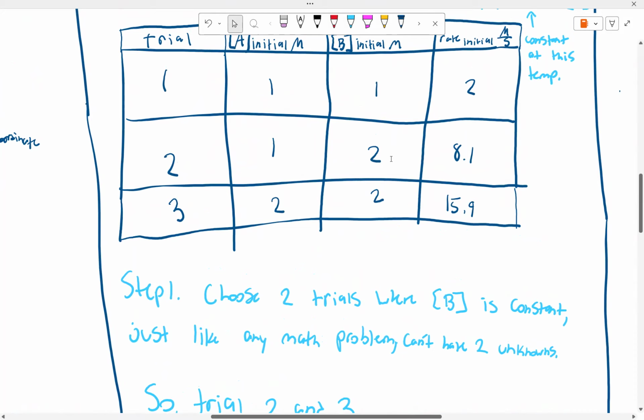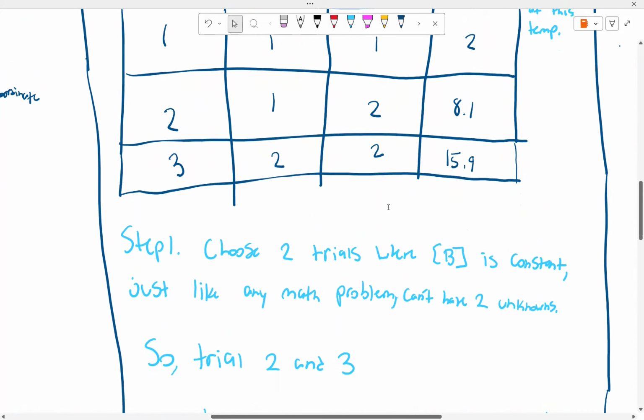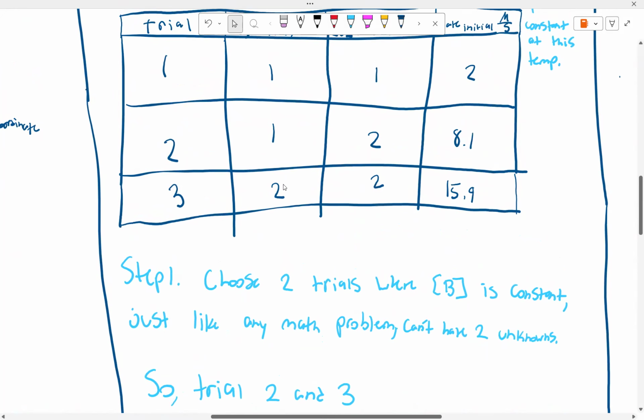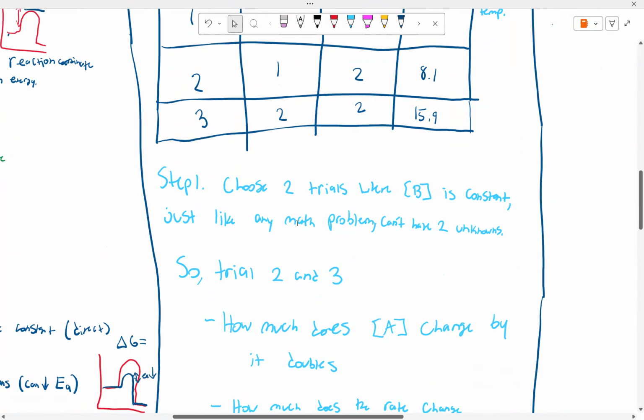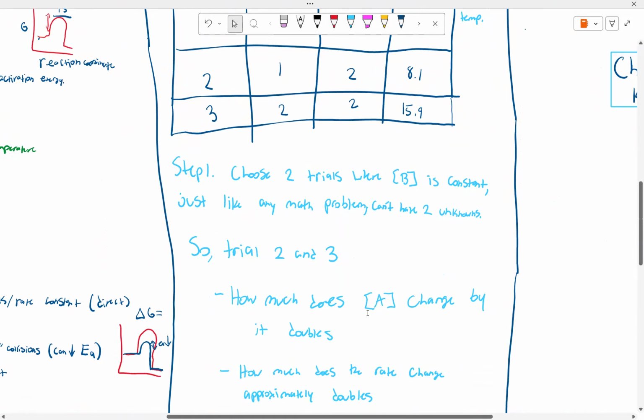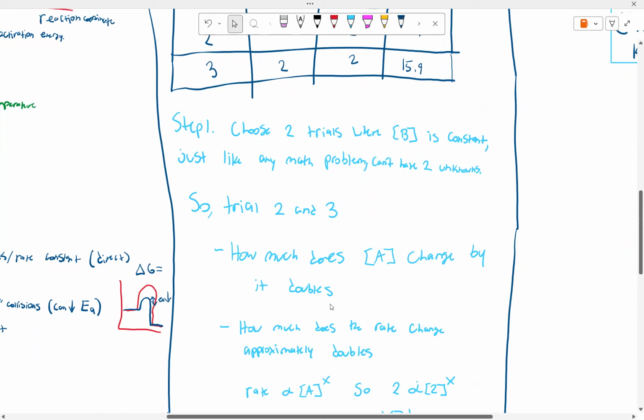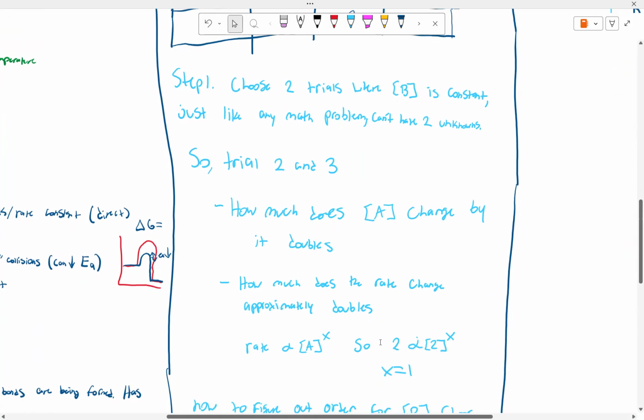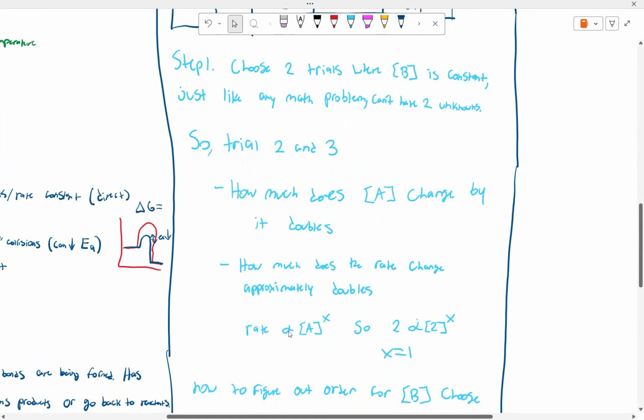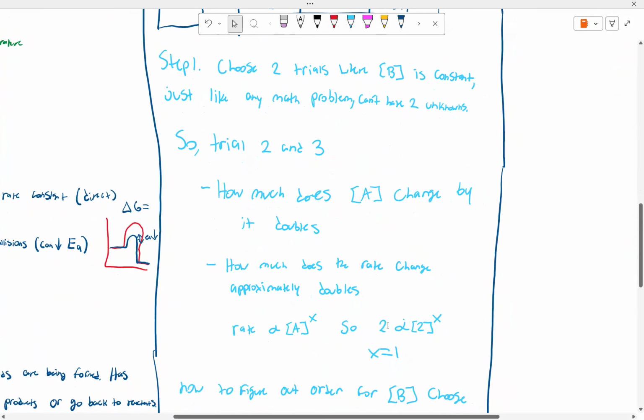Its initial concentration, and molarity is held at 2. So we're going to look at trials 2 and 3, where A changes. How much does A change by? It doubles, so it goes from 1 to 2. And then how much does the rate change? It approximately doubles as well. So the rate is proportional to the concentration of A raised to the power of X. So it's saying essentially since your rate is 2, that's proportional to 2 to the power of X.